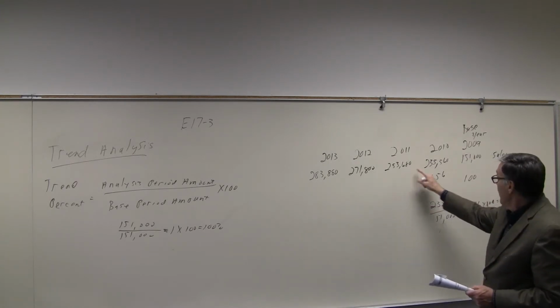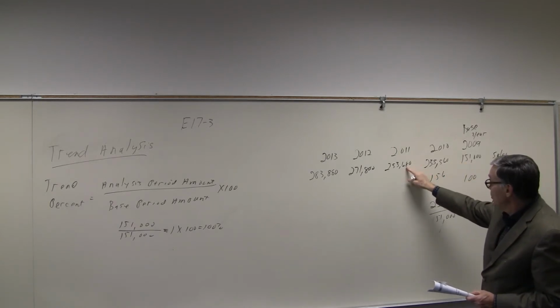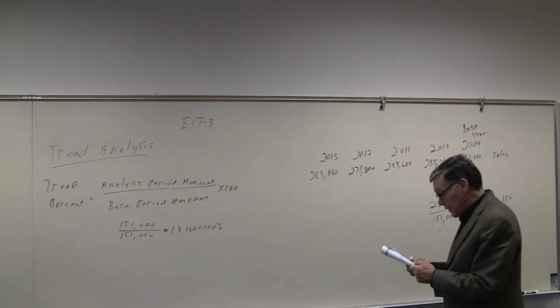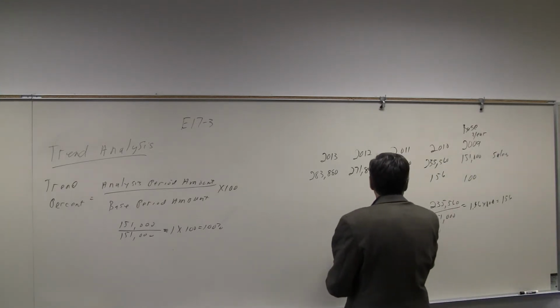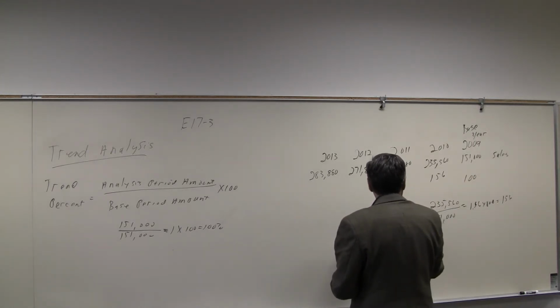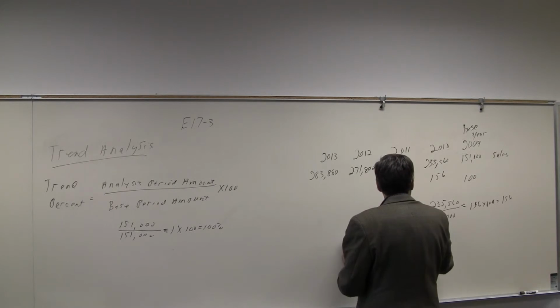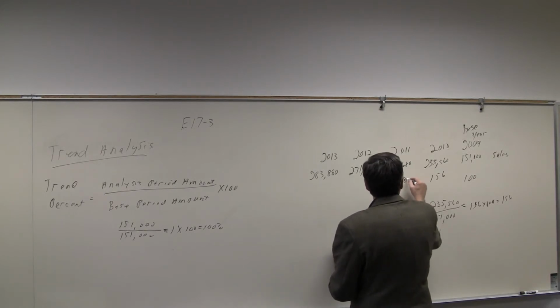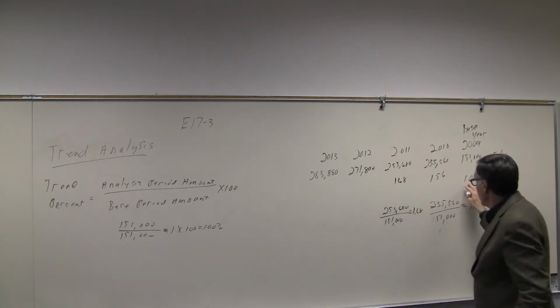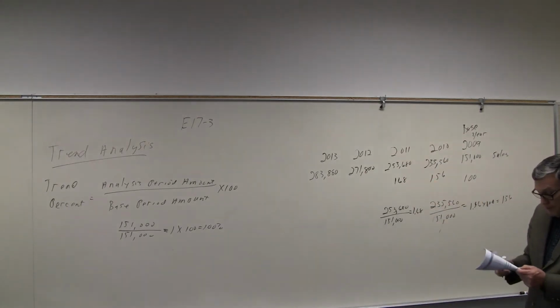In the third year, again, the 2009 will be the denominator. Now this will be the numerator, and it will show the percent of change. So we have 253,680 divided by 151,000. That's 2011, and that equals 1.68 or 168%. So you can see the amount of change for 2010, 2011.